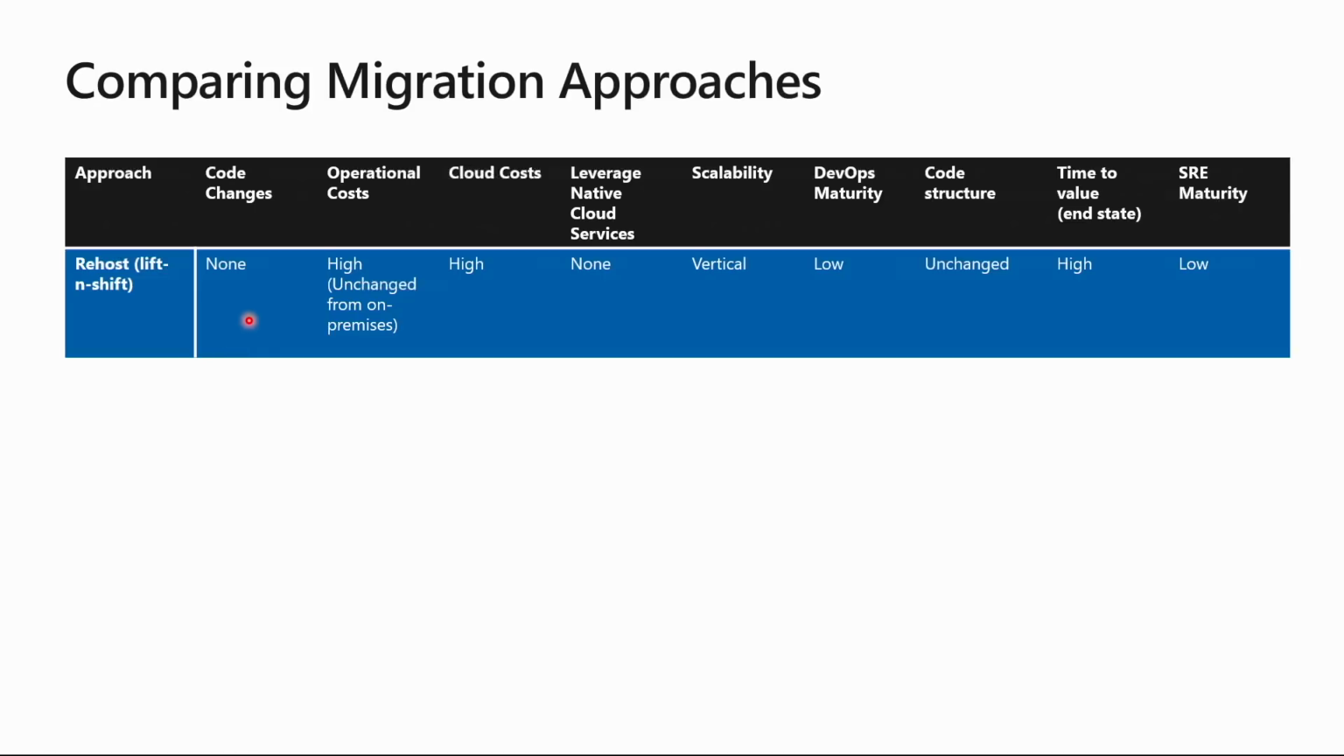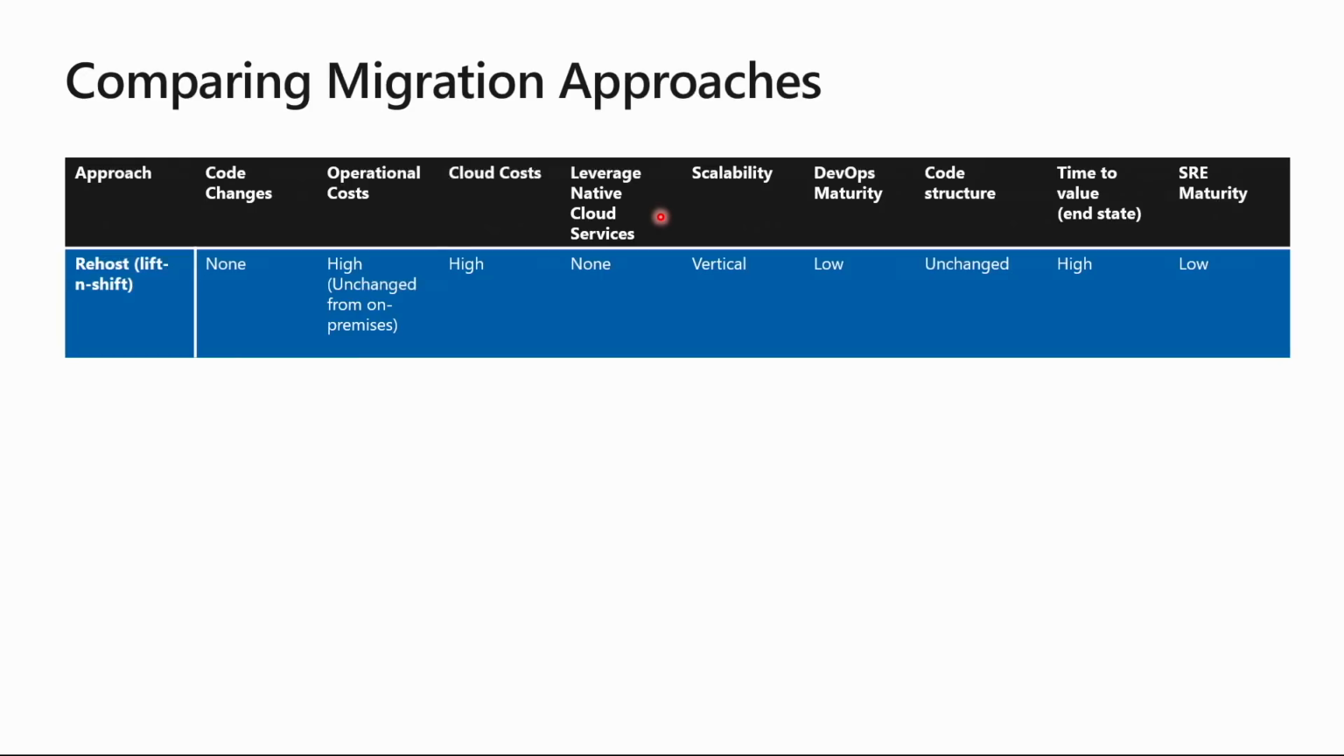You're taking your existing code, moving it as is. The operational costs remain high because you have not really changed the application. The cloud costs are high as well because essentially you're paying for the VMs, even though your CPU utilization may be 5 or 10%. Okay? You are not able to leverage the cloud native capabilities because you've essentially moved your application. Your DevOps maturity may be low. It depends on how you're doing DevOps today.